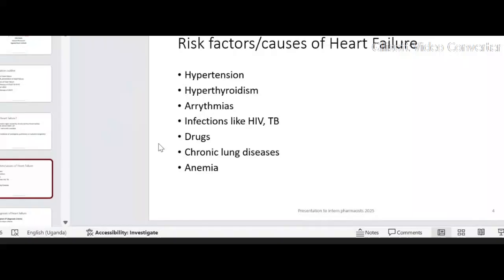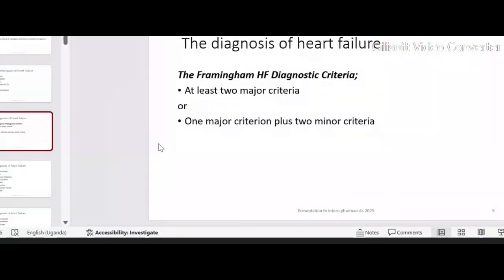We can also have hyperthyroidism causing heart failure, arrhythmias, and infections like HIV and TB can also cause heart failure. Drugs, especially anti-cancers, can cause heart failure. Chronic lung diseases like COPD and asthma can later result in heart failure. Anemia can cause heart failure.